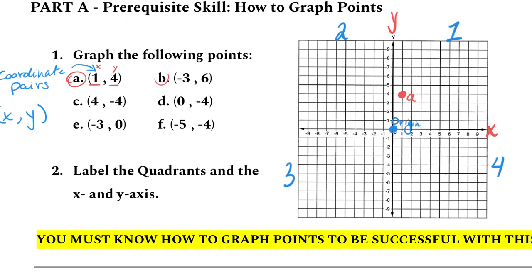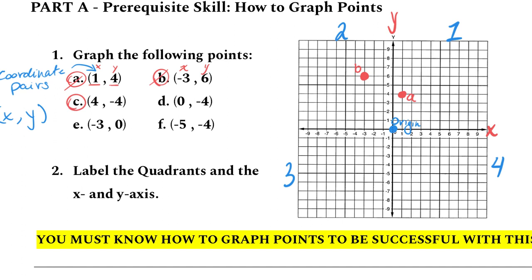Let's go to point B. Well, this is the x value of -3 and then a y value of 6. So -3 on the x value. If we go to the x-axis, -3 is right here. Then we have 6 on the y-axis. That's a positive 6, so we're going to go up to 6 from there. So there we have it. We have -3, 6, and that is point B. All right, so we're good with those.